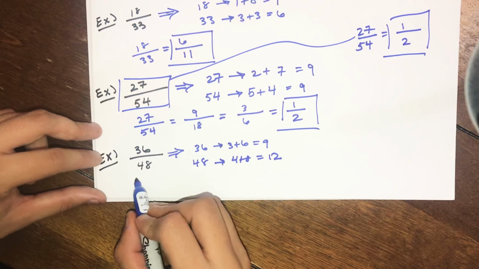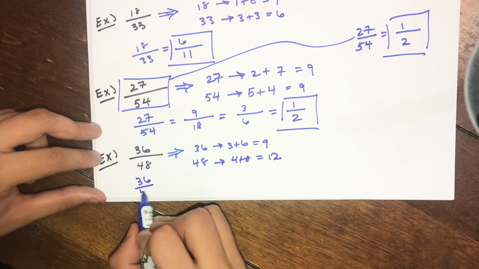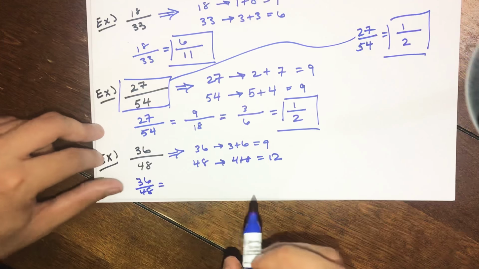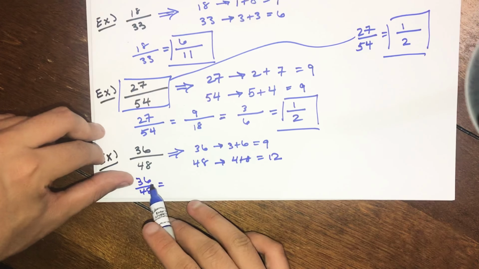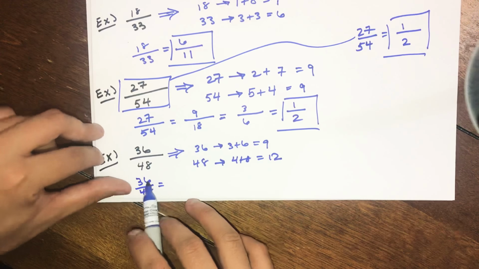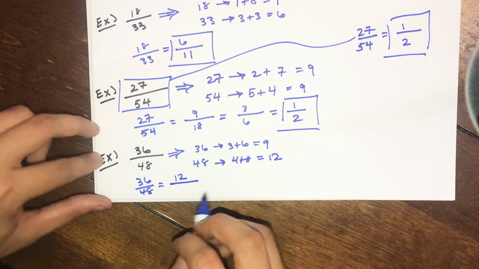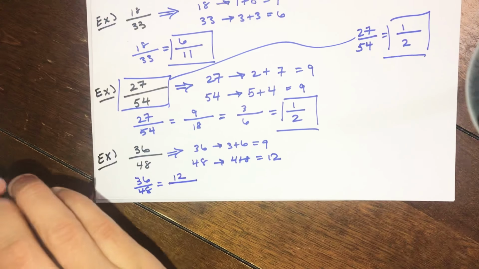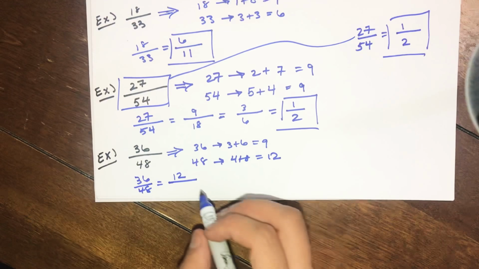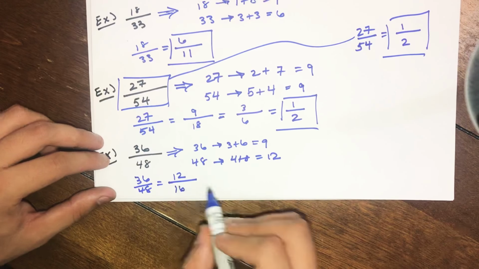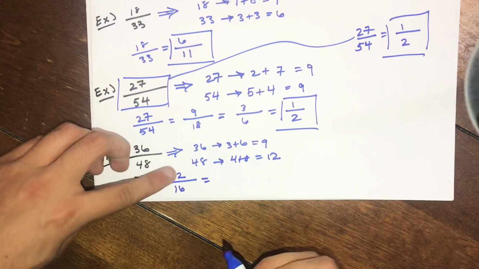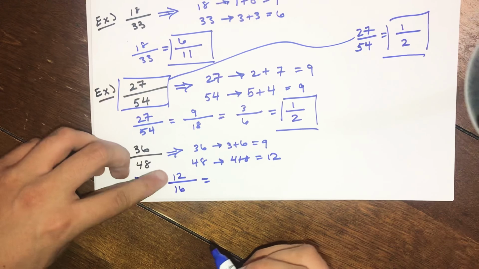Okay, so what we can do here is we can take out a 3 out of the top and bottom. So 3 goes into 36 12 times. 3 goes into 48 16 times. Okay, well, look, we're not done yet. Okay, so the 3's trick only helped us out a little bit.